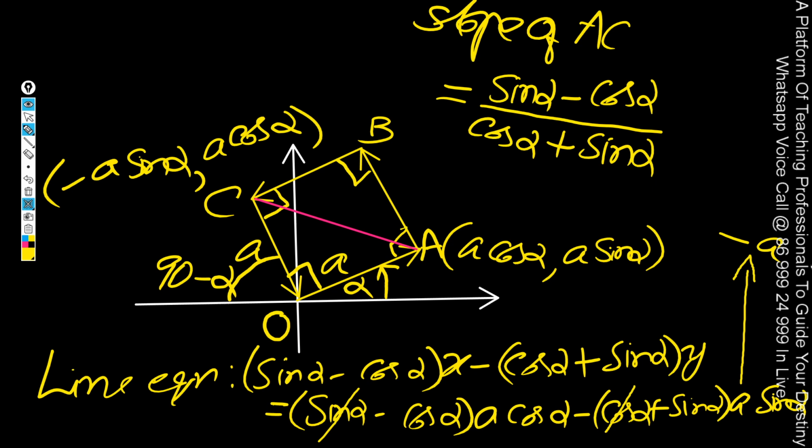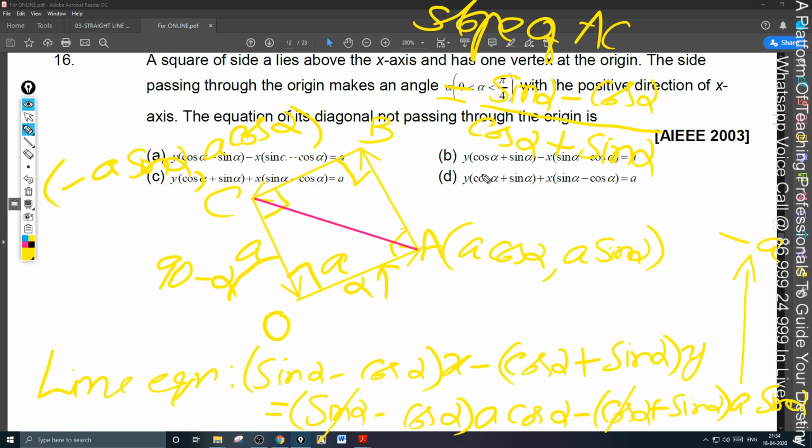Final answer. Sin alpha minus cos alpha into x minus of cos alpha plus sin alpha into y is equal to minus a. Let us check the answer. This one, sin alpha minus cos alpha into x. This is sin alpha minus cos alpha into x, minus of cos alpha plus sin alpha into y.